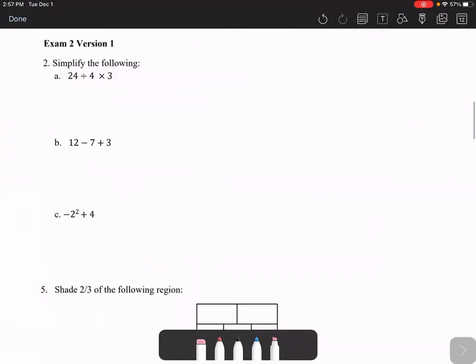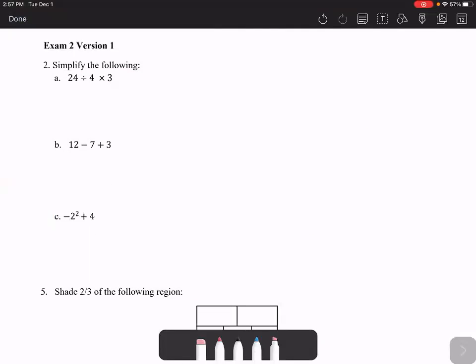Okay, so next we're going to go to exam 2, version 1. So we had these, right? Oh, this is the start of the questions that just said, here's a list of things and simplify it. Okay, so this one is really commonly missed. All 3 of these for number 2 were very commonly missed.